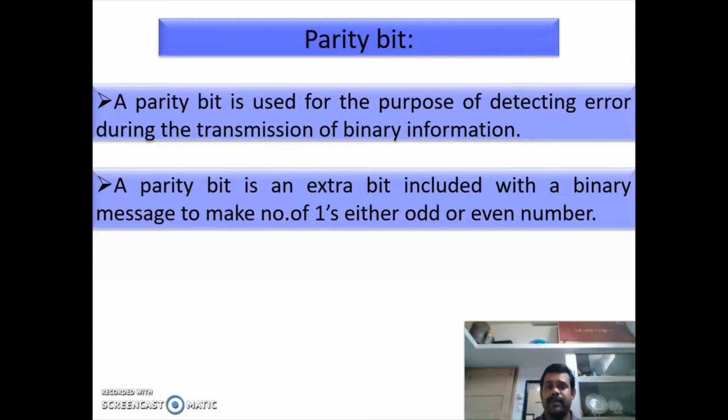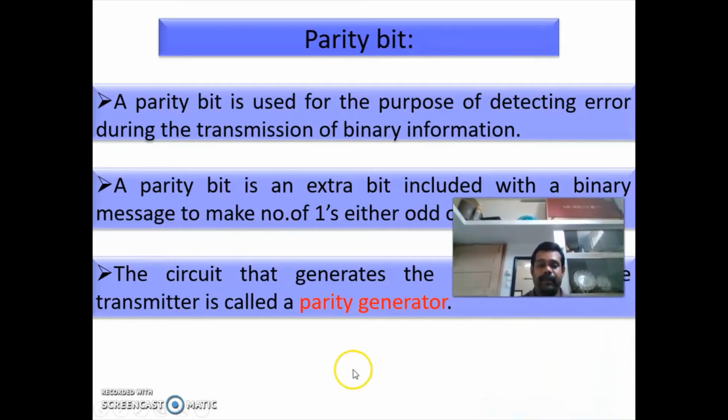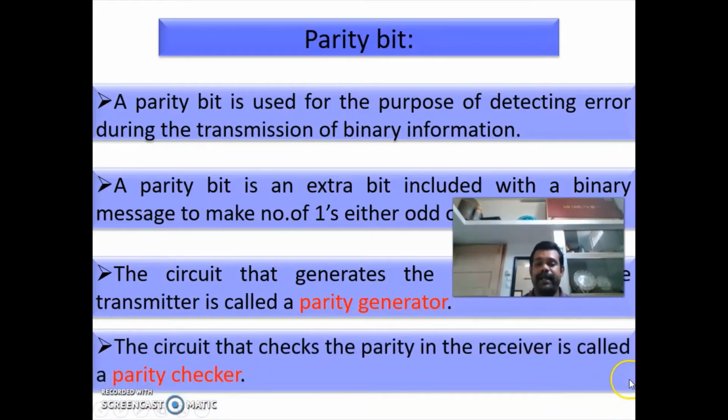The parity bit is used to detect errors during transmission of binary information. As I have already told, while we are transmitting the information, there is a possibility of getting errors. A 1 can be changed to 0, or 0 can be changed to 1. So in order to detect this error, we are using the parity bit. The circuit that generates the parity bit in the transmitter is called the parity generator, and the circuit that checks the parity in the receiver is called the parity checker.